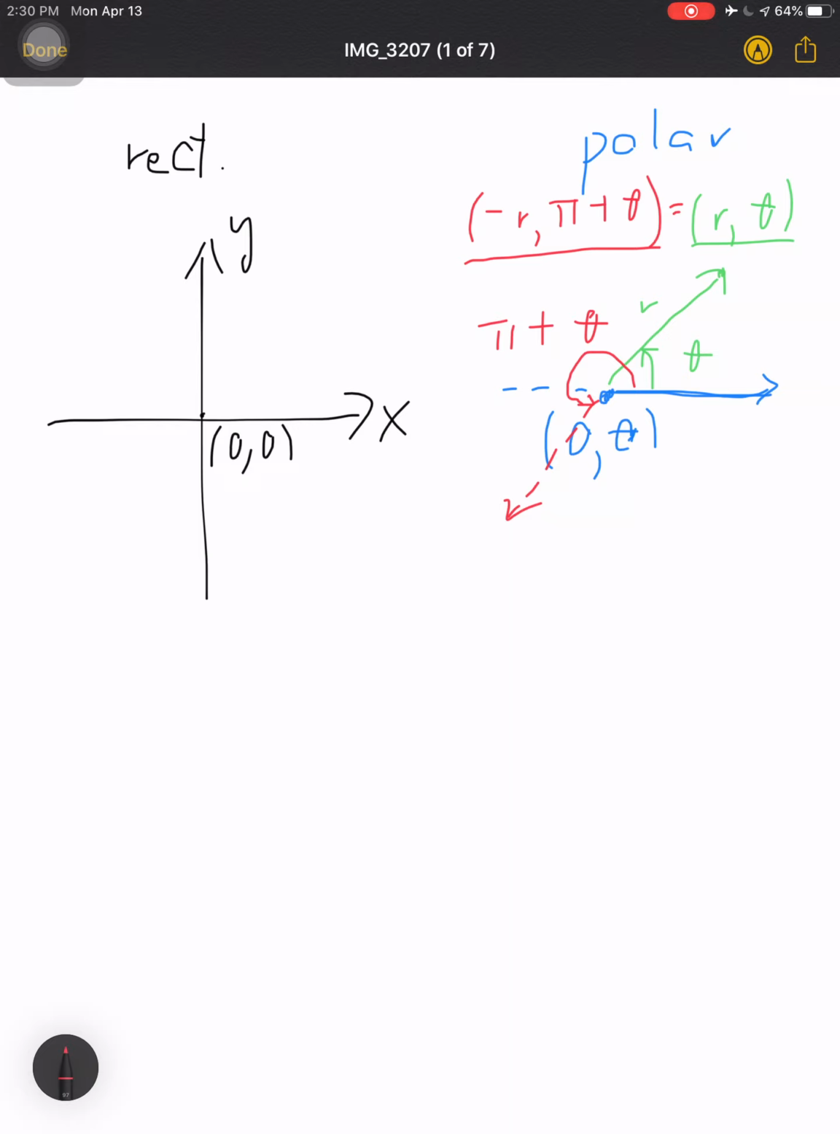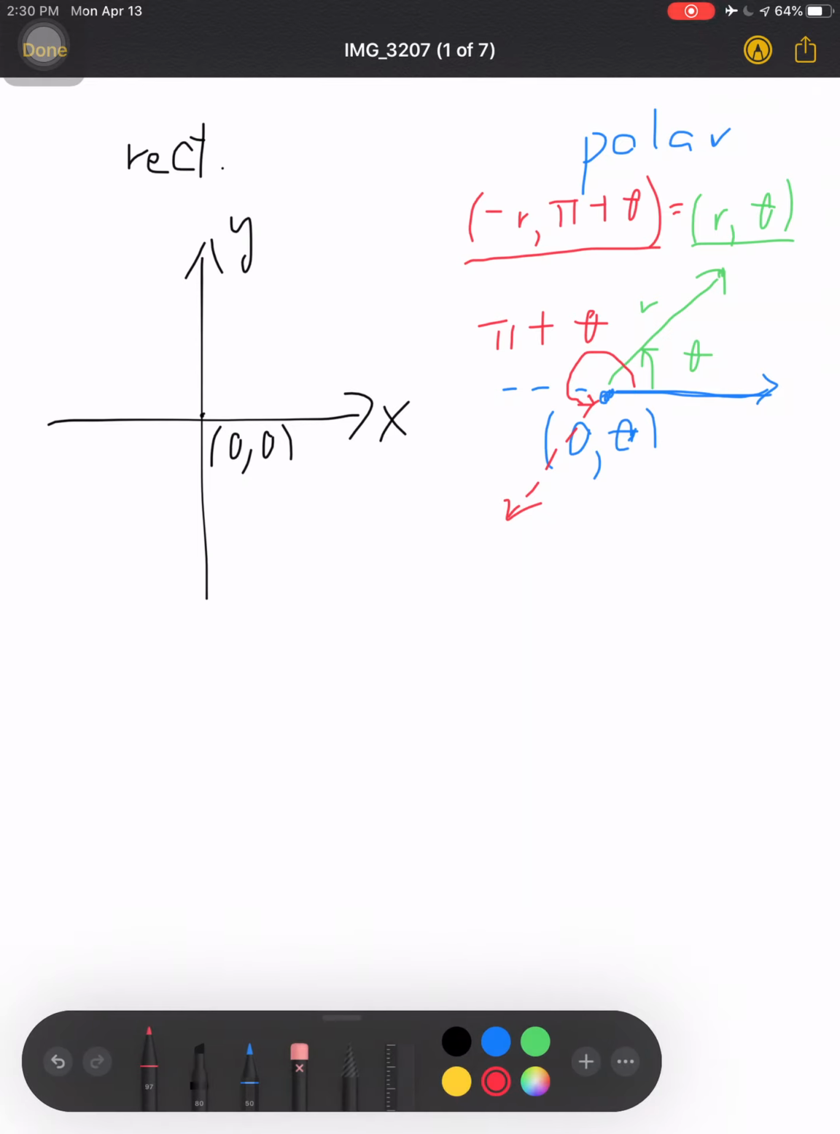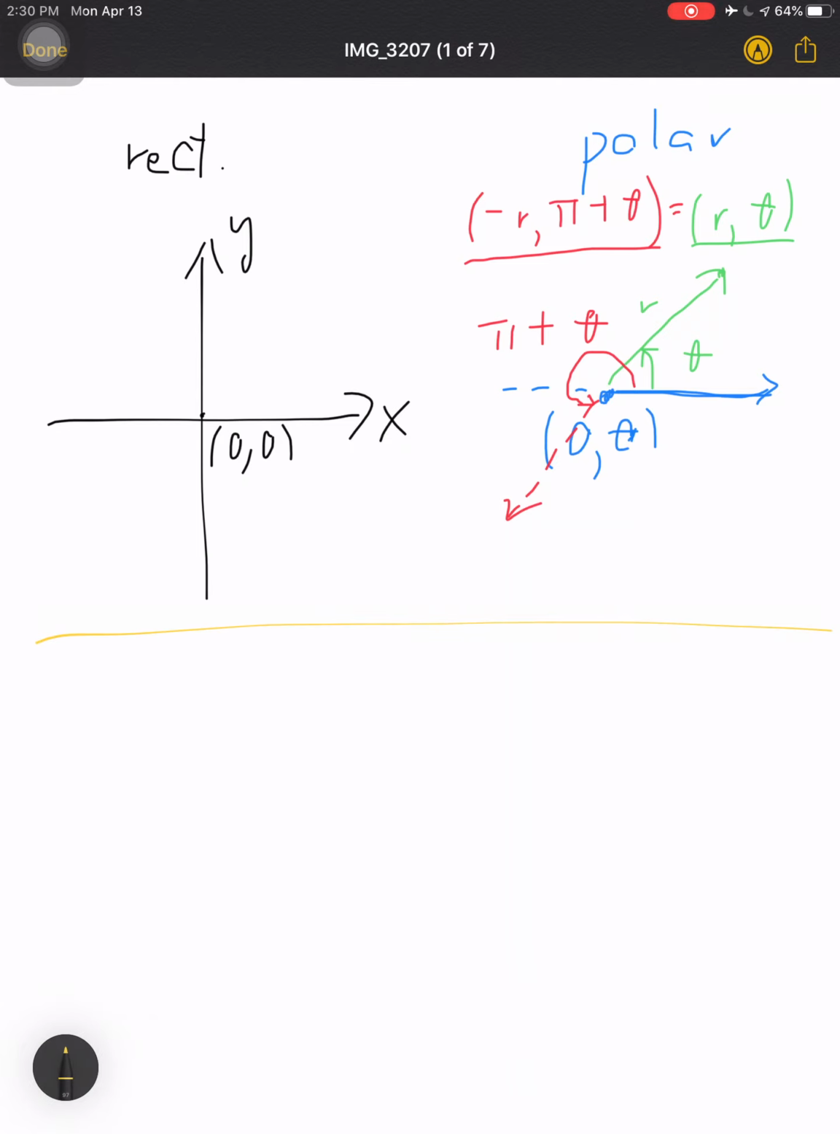And the last topic that we learned from 10.1 is how to convert or transform an equation from polar coordinates to rectangular coordinates and vice versa, okay? So here are some tips, some formulas that we have to memorize. Let me separate the page first.